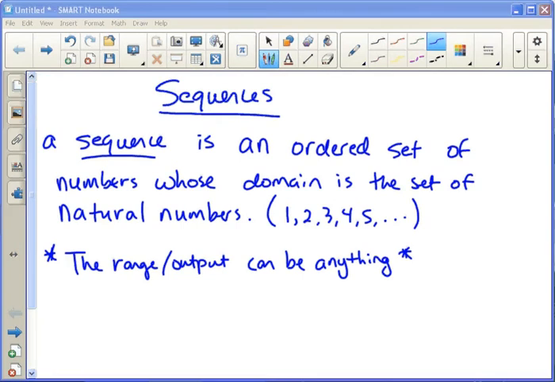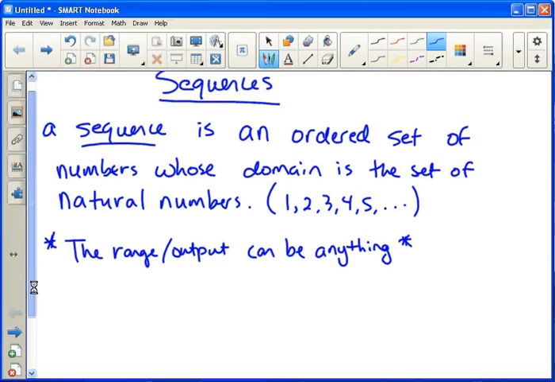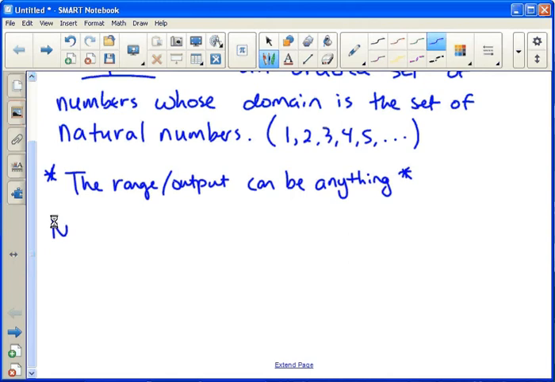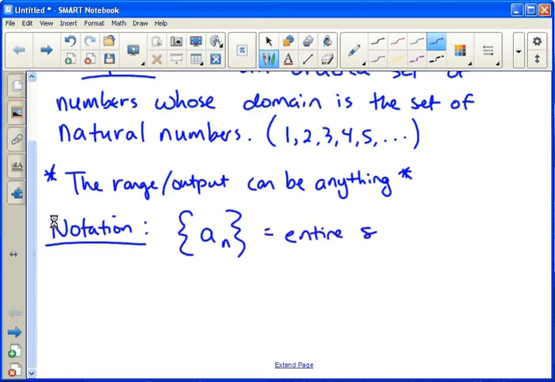Now let's look a little bit at notation. If you remember, notation just simply means how we write something. So if you have brackets like this, it's kind of like Jay Leno's profile with the big chin. This represents the entire sequence. Whereas if you just write it without the brackets, this just represents one term. This would be the nth term.